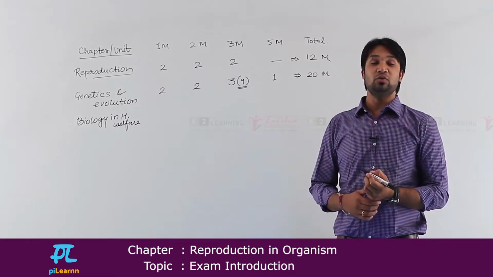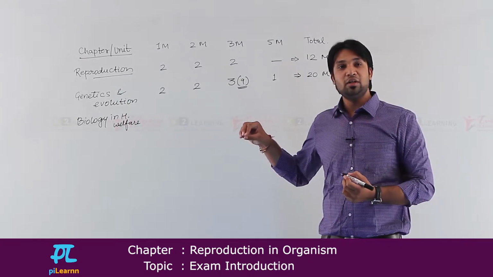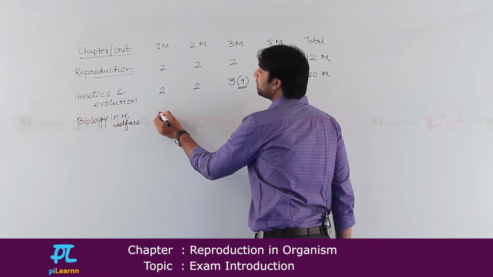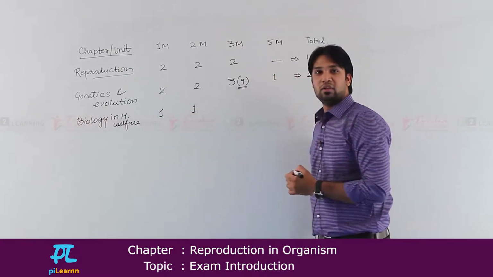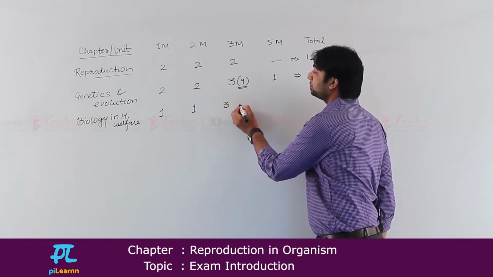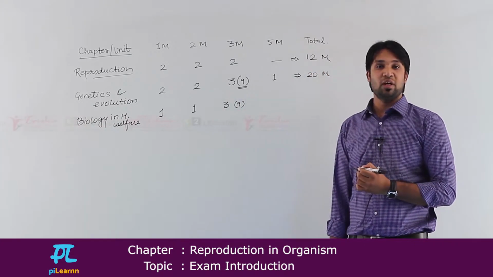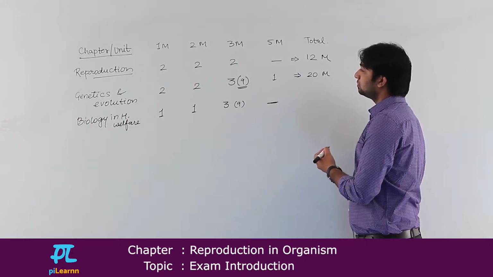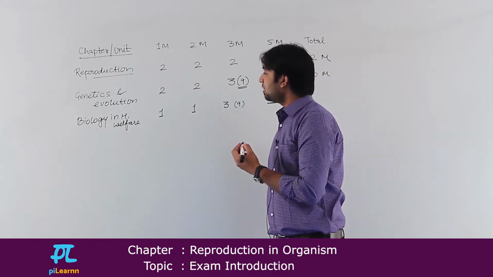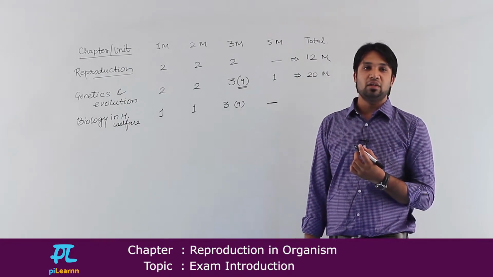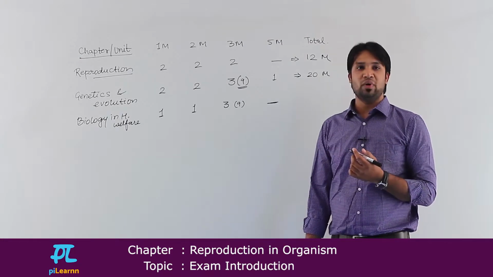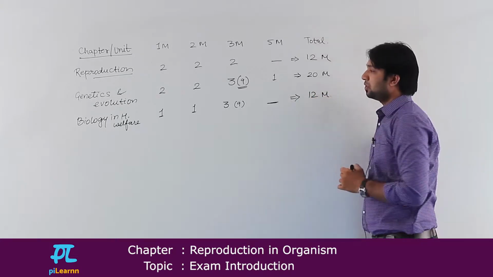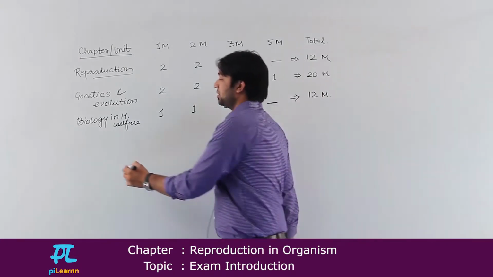Alright. The third unit is biology in human welfare. Biology in human welfare is actually a simple unit. We can work a little bit in that unit and we will be able to get marks. Alright. See, the 1 mark question will be 1, 2 mark question will also be 1, 3 mark question will be 1, right, that's right, actually. So total 12 marks.